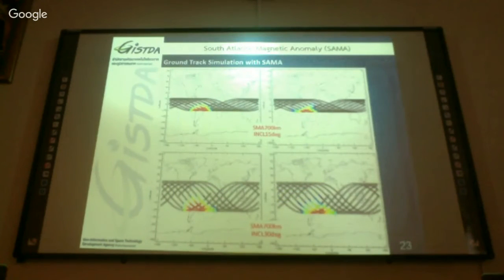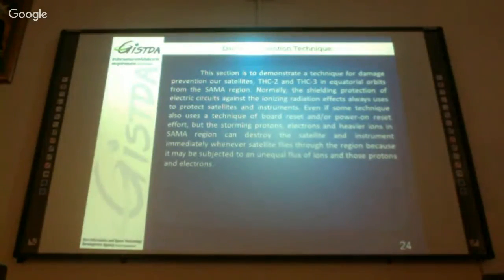This is the simulation of the contact. I simulate two satellites flying in equatorial orbit, and this is the inclination of 15 degrees, and this one is 30 degrees. So we can notice that when the inclination is low, we have to pass through the area many times in a day. So this is a high opportunity that we may lose some of our calculations or something. I'm thinking about how to prevent this situation.